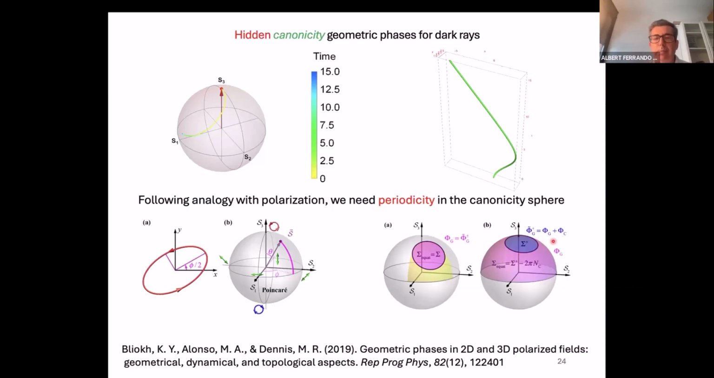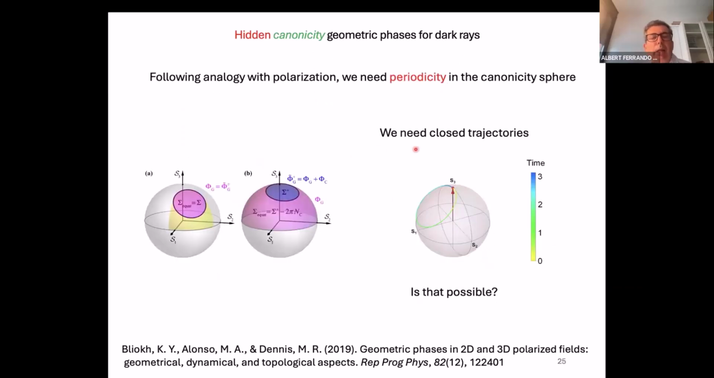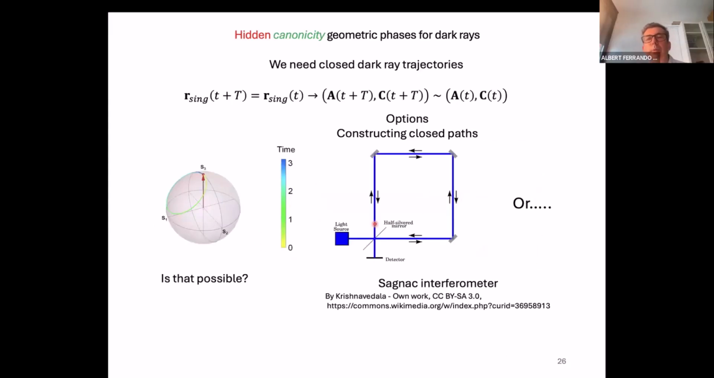The point is, how do we do this? We need to close the trajectory on this, because at the moment we only have it from here. And the question is, is that possible? So how do we get this periodicity in the canonicity sphere? And the answer is you need to have closed dark ray trajectories. You need to have that your singularity goes back in time. This is in the XY plane, right? After some period. So because of this nonlinear projection, it will provide you with this periodicity in the canonicity vector, which is the one that is required.